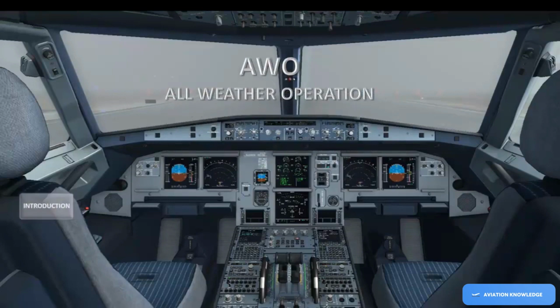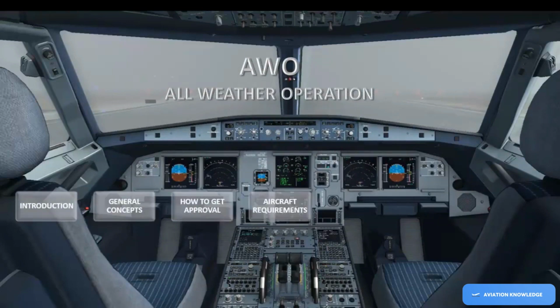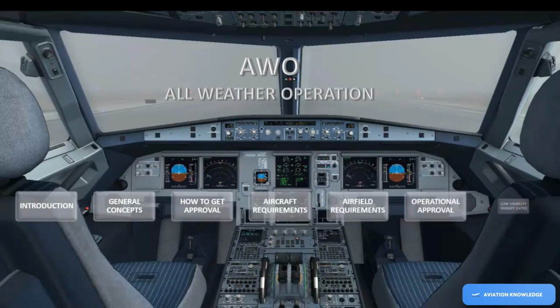All-weather operation. Introduction. General concepts. How to get approval. Aircraft requirements. Airfield requirements. Operational approval. Low visibility takeoff.